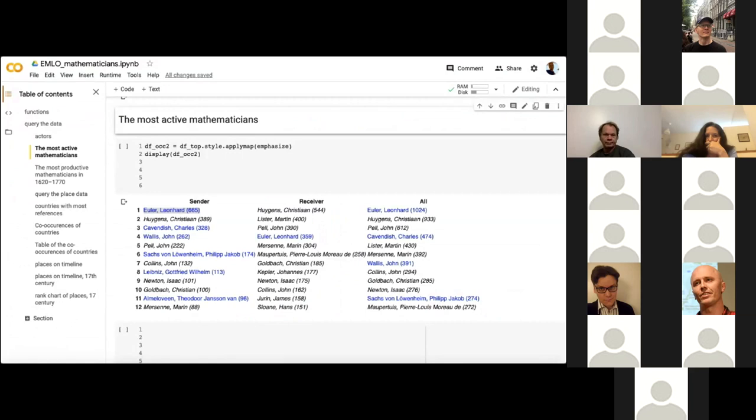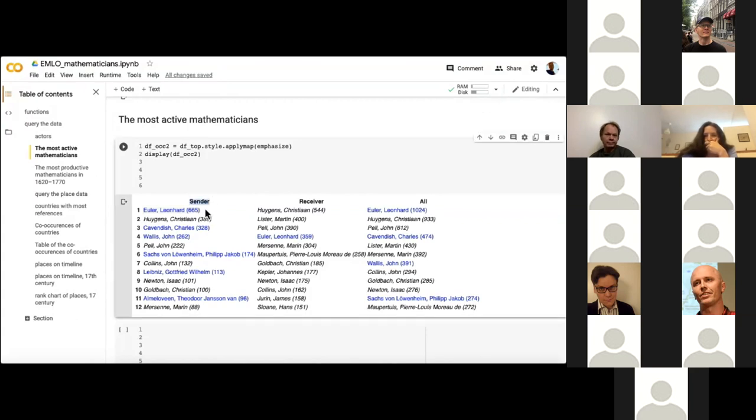This data table shows the most active mathematicians in the dataset, filtered out from the data. The left column shows the actors ranked by the number of letters sent, in the middle column ranking is based on the number of received letters, and on the right by the total amount of letters. The blue text color indicates that the actor has written more letters than he has received.